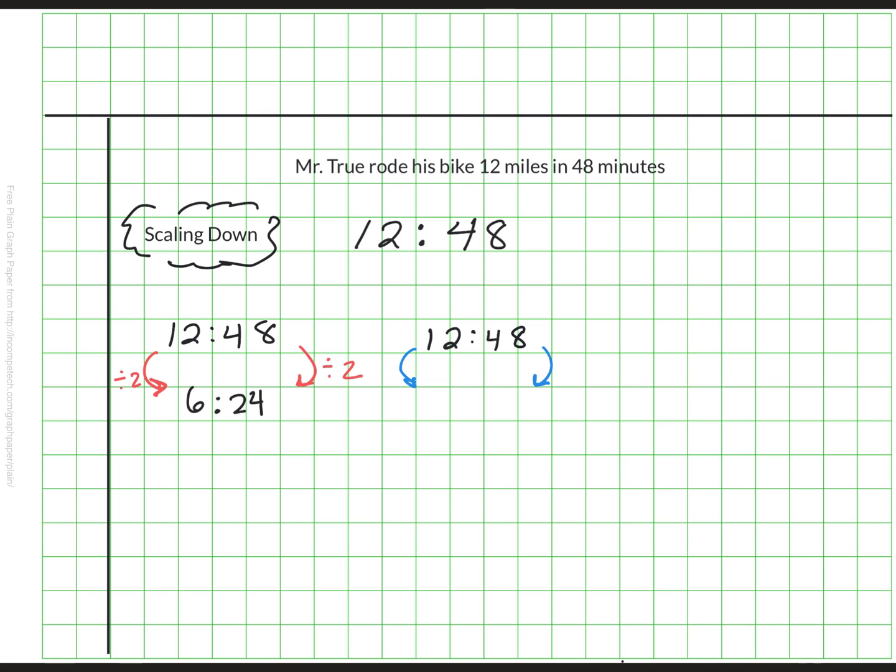But I also could divide both of these by 3. And if I divide them both by 3, I'd get another equivalent ratio. 12 divided by 3 is 4, and 48 divided by 3 is 16. So Mr. True could go 4 miles in 16 minutes. I could even divide both of these by 6, and I could say that in 2 miles, it would take him 8 minutes. There are a few other options as well, but all of these are equivalent ratios.